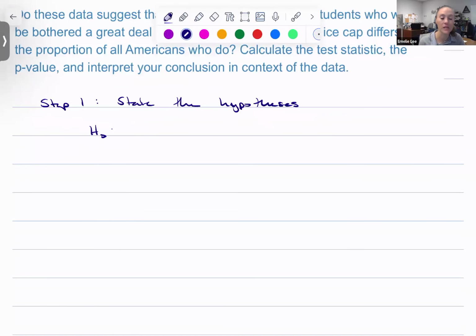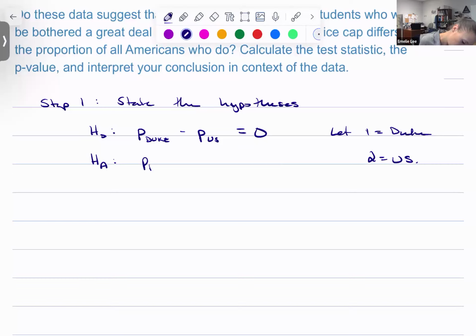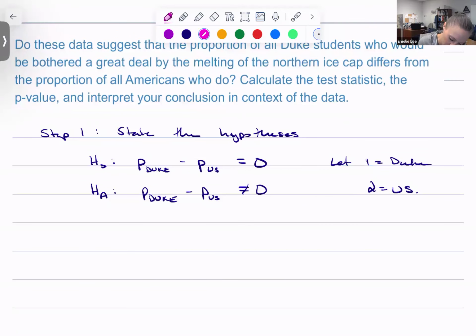Now, the null hypothesis that I'm going to use is P1 minus P2 is equal to 0. In fact, I'm going to use P Duke minus PUS is equal to 0. I'm going to let 1 be Duke and 2 be the US. In my hypotheses, it's always nice because I'm going to have to talk about these proportions later, and so I'm going to use these question-specific subscripts. But in my calculations, it gets way too messy to write Duke and US all the time, so I'm just going to use 1 and 2. But in my hypotheses, I want to know how they compare. P Duke minus PUS is not equal to 0, right? I want to know if it differs. This makes the not equal to. I want to know if there's a difference between the two.